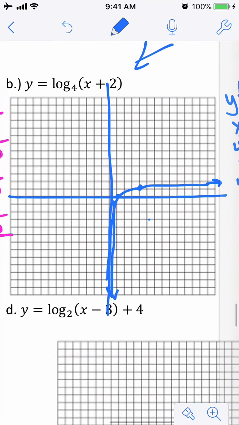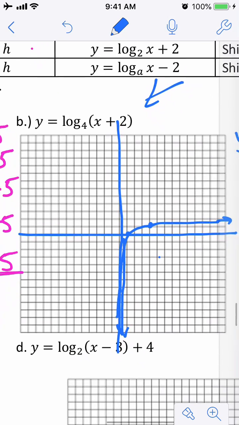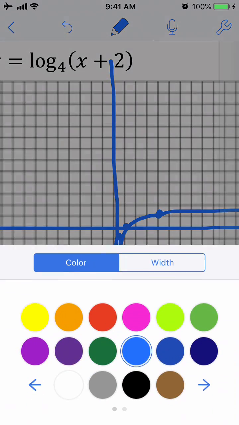Now, according to this, how is ours different? What transformation has been applied here? Let's see. Plus 2, that means it's going to be pushed backwards 2. So it's going to go left 2, right? That's what that says. So when you add a number inside the parentheses, you're going to go backwards. So I'm going to choose a different color.